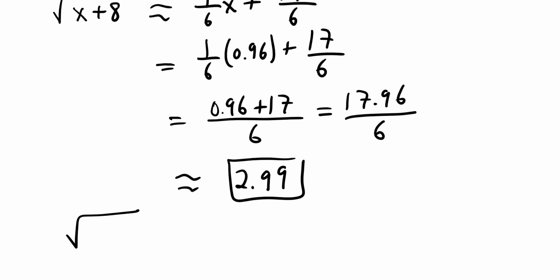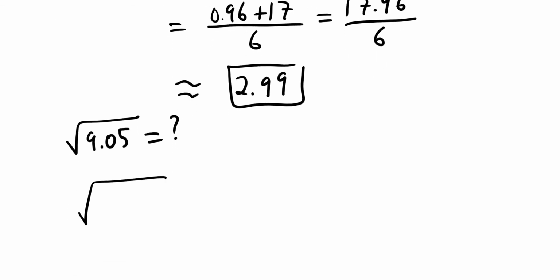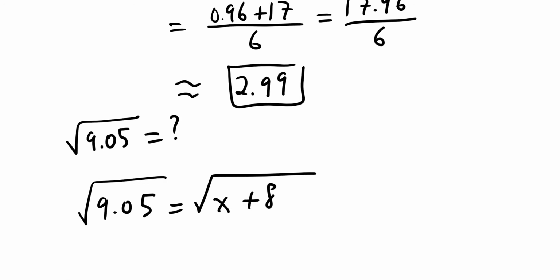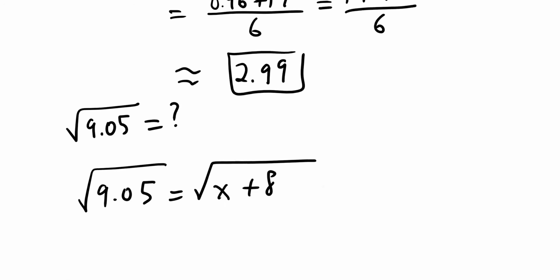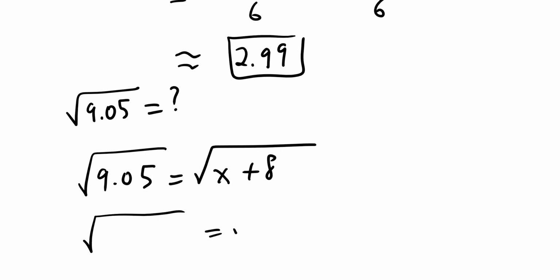How about the other one, the 9.05? Well, we compare it again to the given function, which is the square root of x plus 8. I'm going to compare this by rewriting. So we have 8 plus 1.05.